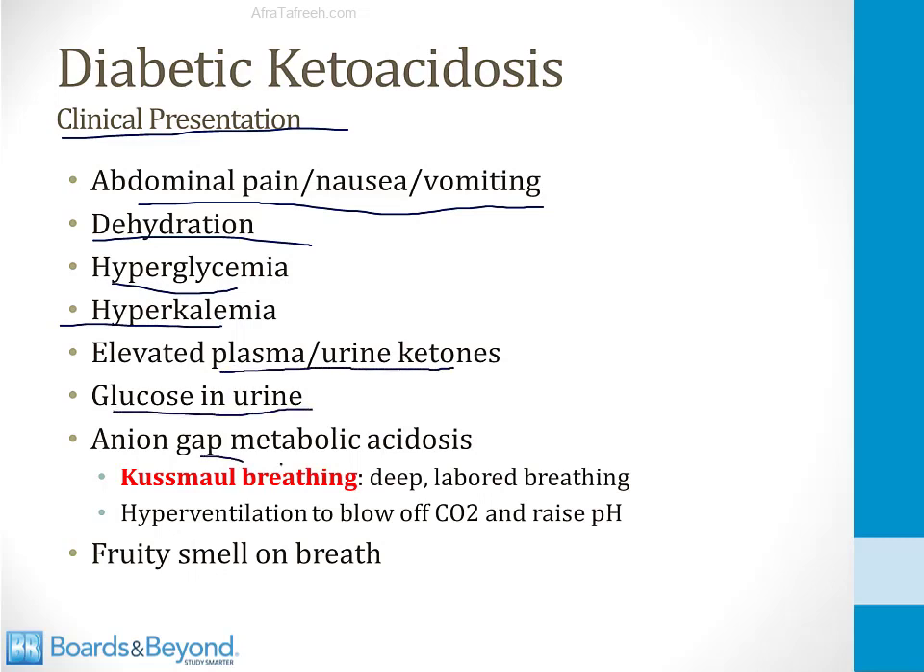There is an anion gap metabolic acidosis from the high levels of ketones. This can lead to what's known as Kussmaul breathing. This is deep labored breathing. The body is hyperventilating in an attempt to blow off carbon dioxide and raise the pH in response to the acidosis. And then finally, there is classically a fruity smell on the breath from acetone.